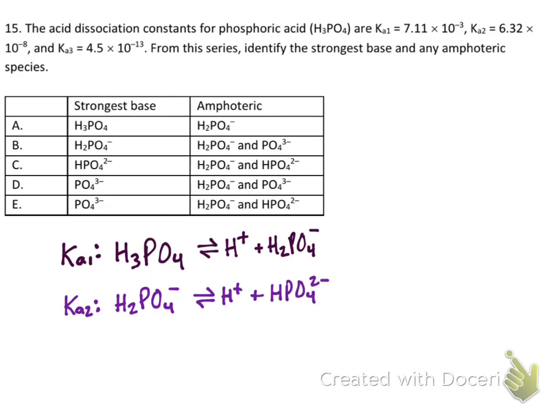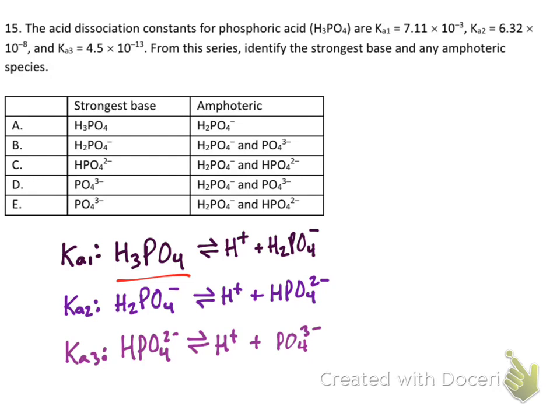But wait, there's one more. Now for Ka3, we're going to take that HPO4 2- and dissociate it into H+ and phosphate, PO4 3-. Okay, so first let's identify what's amphoteric in this reaction. So H3PO4 can dissociate into H+ and H2PO4-.